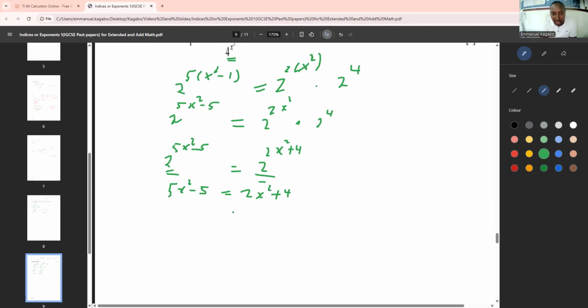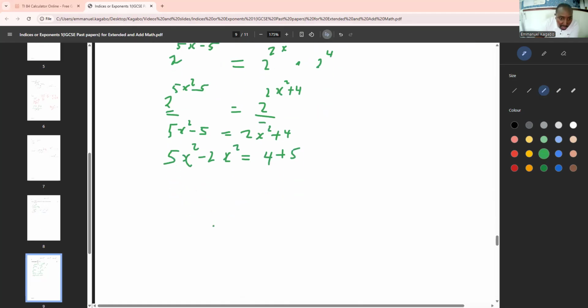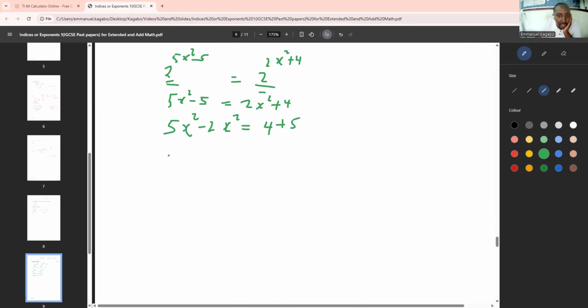Now, what do I do next? Collect like terms, guys, okay? So it's going to be 5x squared minus 2x squared. Math is amazing, guys, okay? Equals 4 plus 5. All together? Very good question here. Now, this gives me 3x squared equals 9. Then divide by 3 both sides. Then I'll get x squared as 3. So x is plus or minus square root of 3.